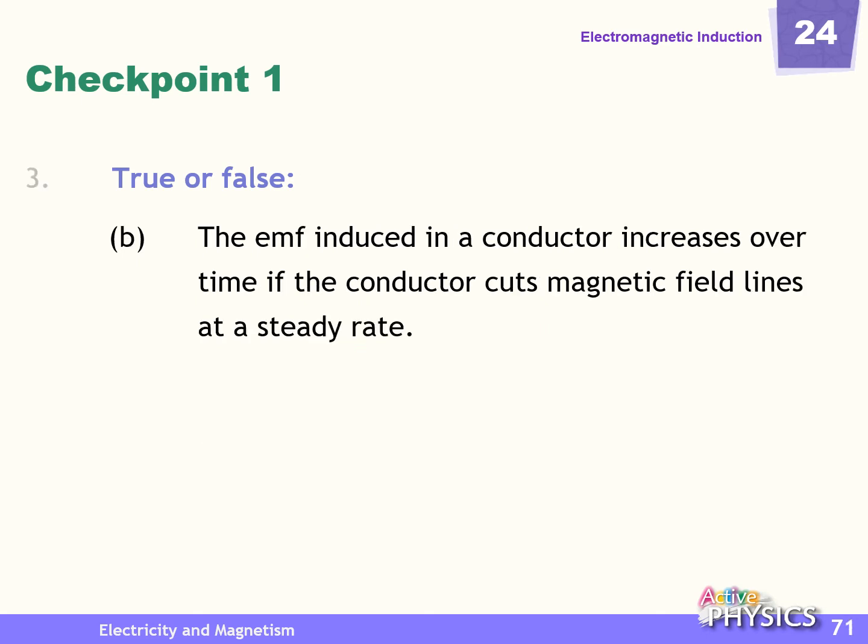So B: the EMF induced in a conductor increases over time if the conductor cuts the field lines at a steady rate.